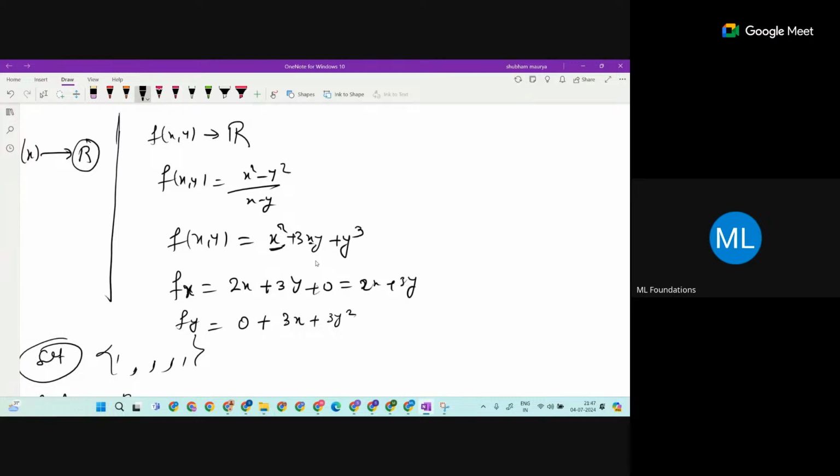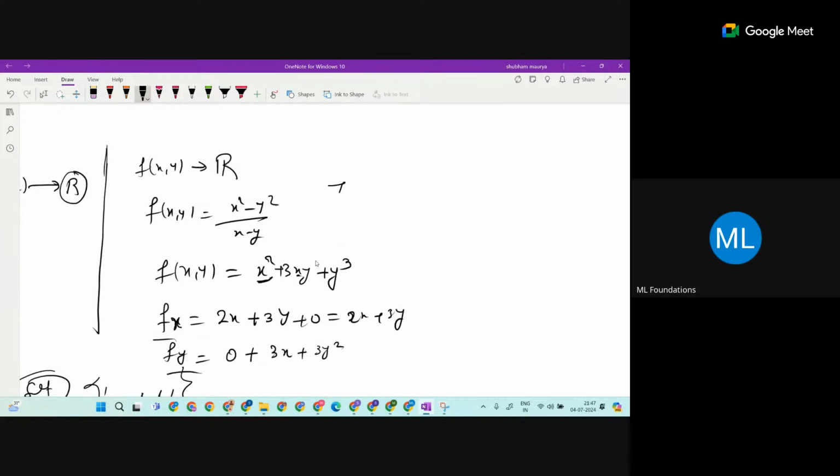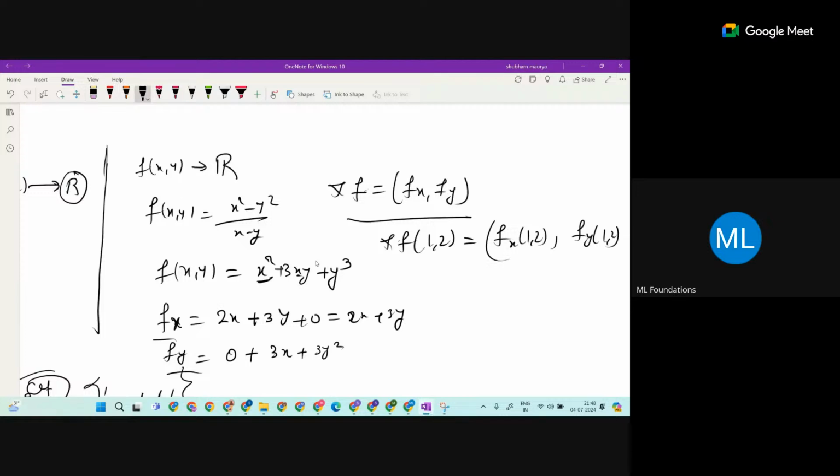Once we know the partial derivatives like this, there is a concept called the gradient. The gradient of a function is a vector valued function. You write the partial derivatives in vector form. So the gradient at a particular point, let's say at (1, 2), is the partial derivative value with respect to x at (1, 2), and the partial derivative value with respect to y at (1, 2). This is the gradient at that point.